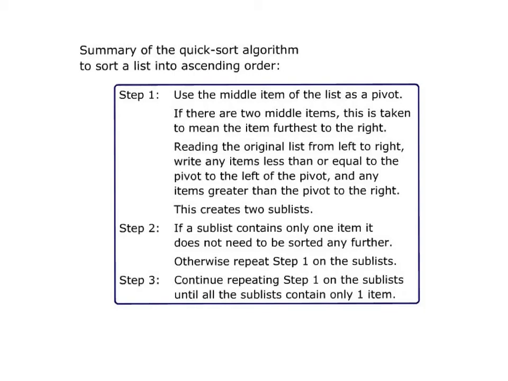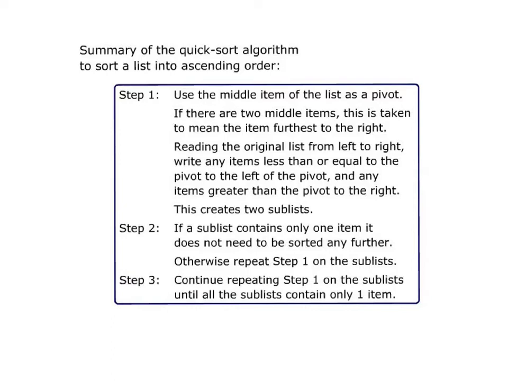Here is a summary of the way that we use the quicksort algorithm to sort a list into, in this case, ascending order. But as with bubble sort, you may be asked to sort a list into descending order, so read the question really carefully. This summary is very important.